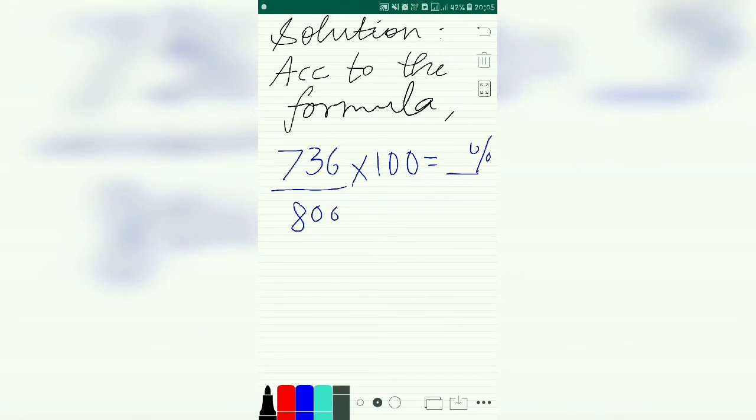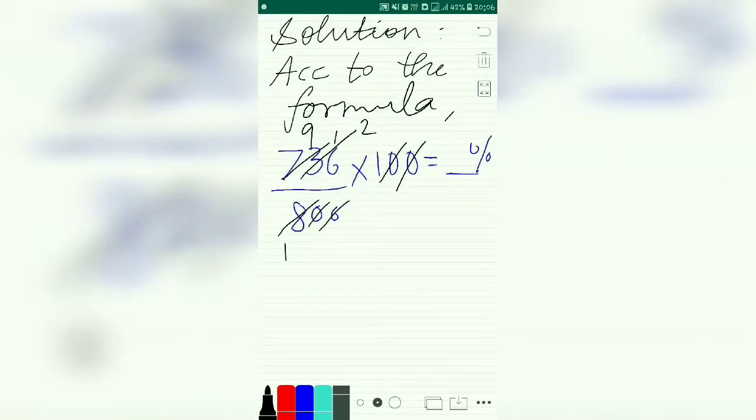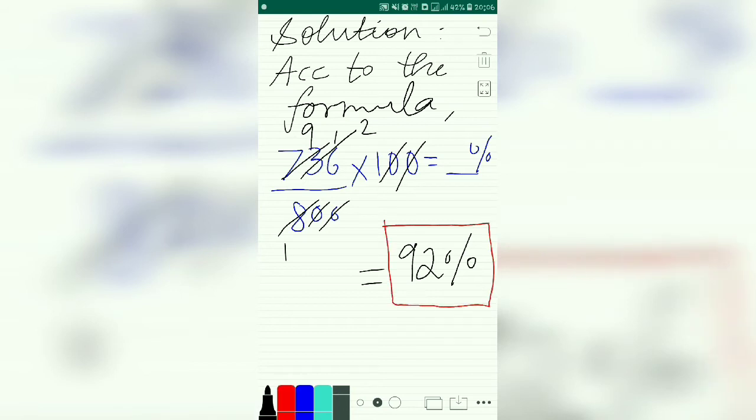So now we can cut the zeros, 1 zero, 2 zeros, and we can divide the given number by 8. That will give you 8 ones are 8, 8 nines are 72. So we are left with 1 which will be carried, and 8 twos are 16. So this can also be cut and we get here 9 and 2. So here we get the answer as 92%. This is our final answer.